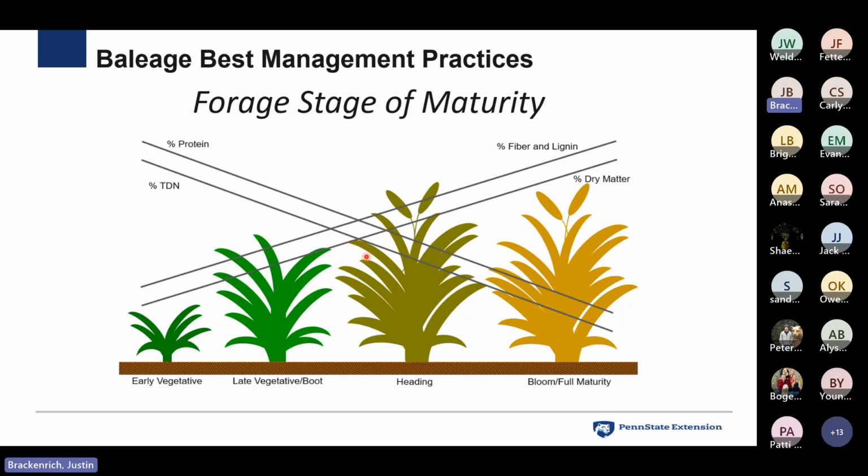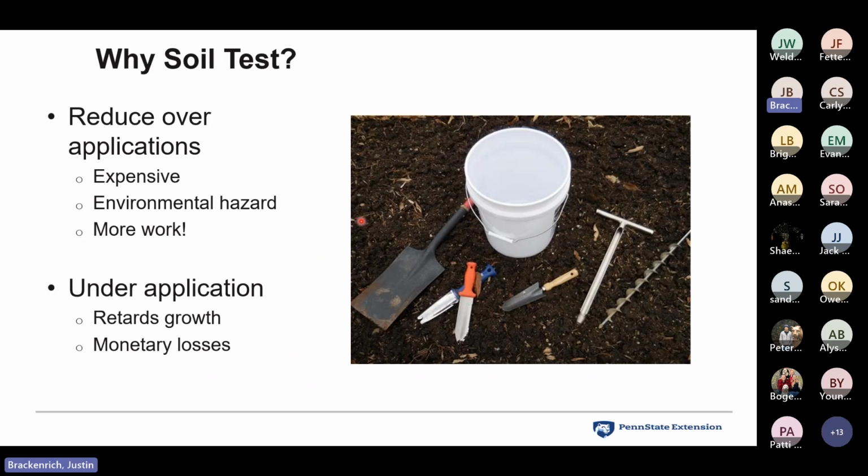When we're in this nice rotational system, we don't have to do as much clipping. We're not having to monitor because we're rotating through, and we're typically targeting somewhere around this boot. Boot is right around when the seed head is kind of emerging. We would call that emergence. But boot is somewhere between there and heading. And that's what we're looking for, right? That's that best ability for palatability, nutrients, protein, and that perfect spot that we want for those animals.